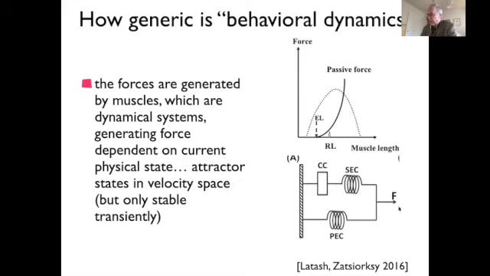And this is the famous model for that, the so-called Hill model, that essentially says that muscles are like damped springs for some purposes. This actually creates some kind of attractor state, although it's an attractor state in velocity space, so it's only transiently stable. There's a lot more to be said about that, but just saying the muscles also create some dynamical system, and they already make a stable state.